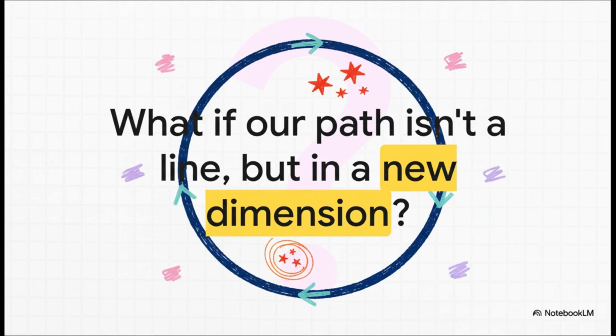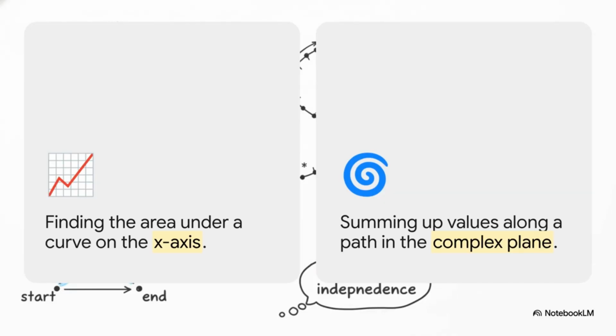Simple enough. But what happens when our path isn't a straight line? What if it's a winding, looping journey through the two-dimensional complex plane? Well, the rules change completely, and the results, they are just incredible. So this right here is the fundamental leap we're making. We're going from a pretty straightforward one-dimensional problem about area to a two-dimensional one about summing up values along some curve.